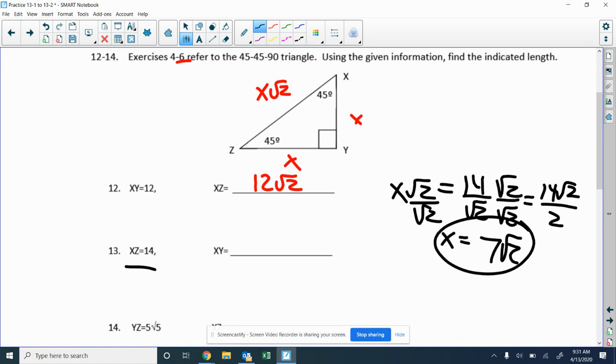And so x to y is just x. So that is 7 square roots of 2. Don't get confused with that x and the x we're solving for there. They are a little different.